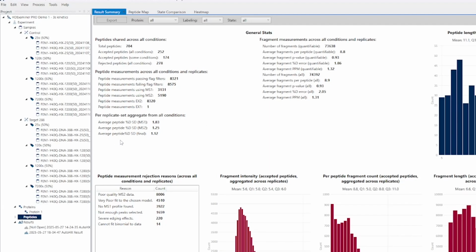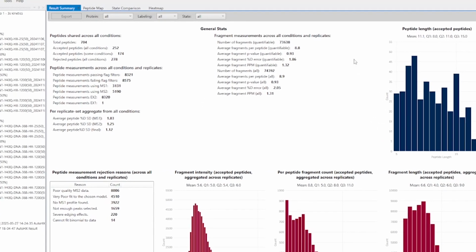On the bottom here, we have the error, the percent D2O, percent deuteration error, or standard deviation in MS1 and in MS2 data, as well as on the final set, which could be a combination of MS1 or MS2 data. That will be explained once we take a look at a peptide.